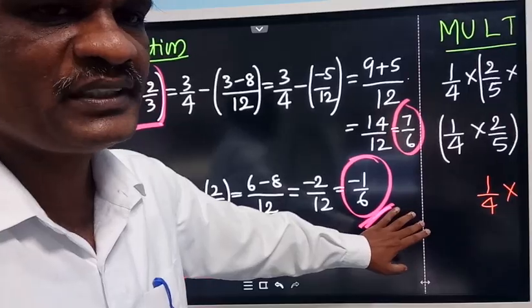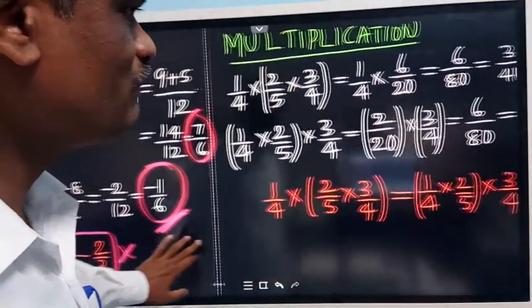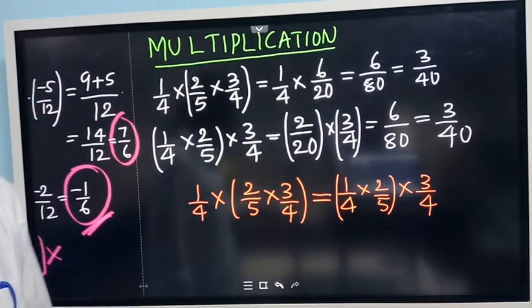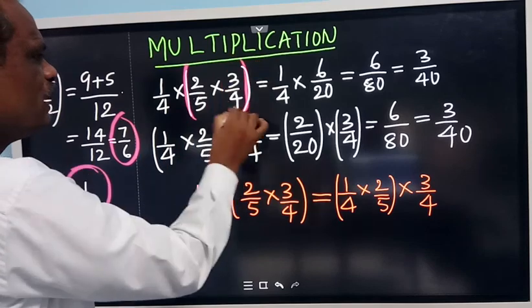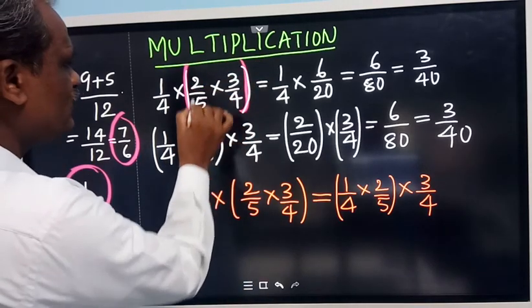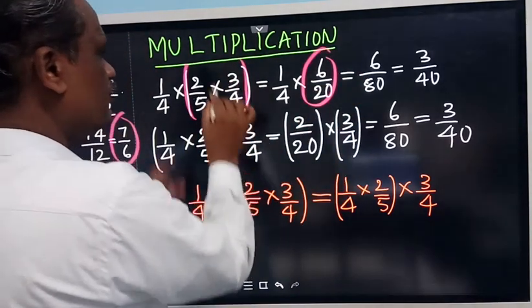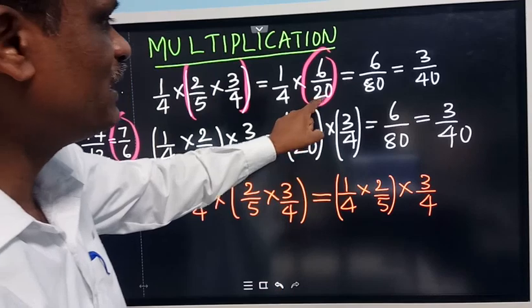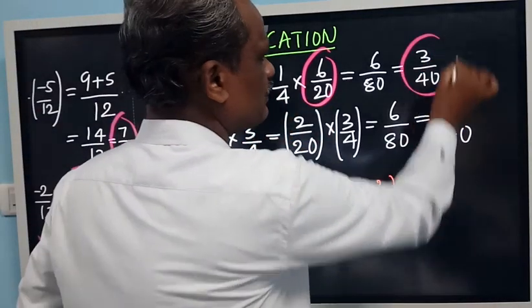The next operation, multiplication, is it possible or not? It is possible. Now again multiplication. See, 1 by 4 into 2 by 5 into 3 by 4. I selected three rational numbers. Multiply 2 by 5 and 3 by 4 first. What are you getting? 6 by 10. Whatever we have written inside the bracket, simplify, you will get 6 by 20. Then to multiply with 1 by 4, you are getting 3 by 40.